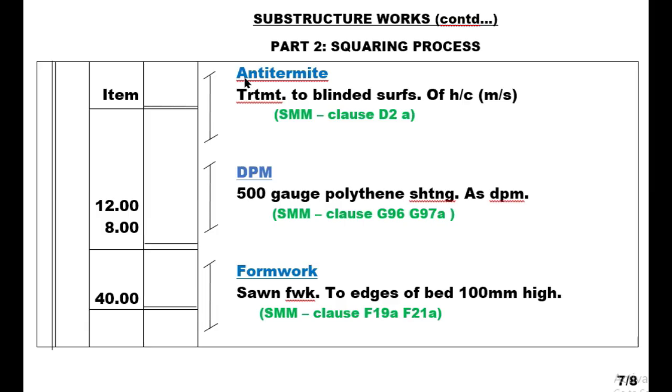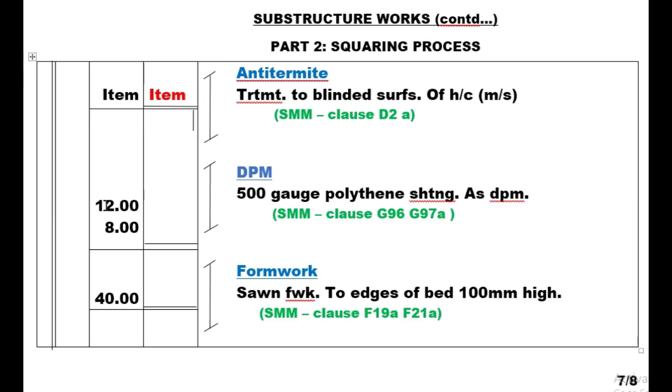The 13th element is anti-termite, and the explanation will be treatment to blinded surfaces of hardcore measured separately. So when we are booking such, we book them as an item, and when we are entering them in the squaring column, we enter them as an item. And that is this one now. So next is the damp-proof membrane. Explanation will be 500 gauge polyethylene sheeting done as damp-proof membrane.